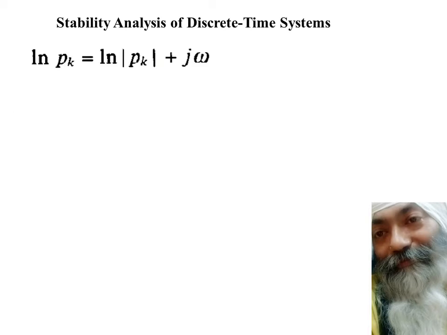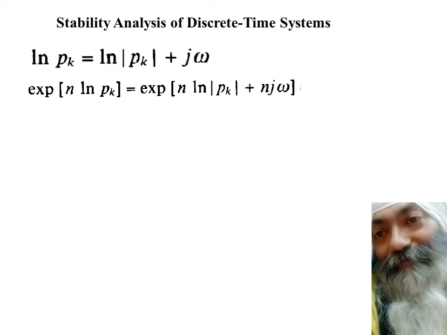Coming back to this point, we shall be exploring the value of log natural pk, which is in terms of the real part and the imaginary part. You have the magnitude part here and the imaginary part here. So when you take the log of pk, you are taking the log of the magnitude plus j omega. If we explore it carefully, we find that we are interested in exponential of n times log natural pk. This was the value which we had seen in the last slide.